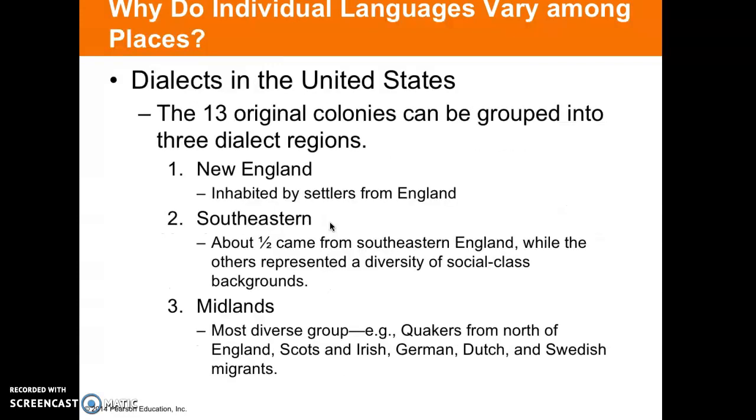So the 13 original colonies can be grouped into 3 dialect regions in the U.S.: the New England, the Southeastern, and the Midlands. And there are terms and phrases that are more commonly used in one dialect region than others. And there's definitely, you probably recognize, different accents from different places. One of the easiest is the Southeastern, or the Southern accent. So there's a Southern dialect of English.